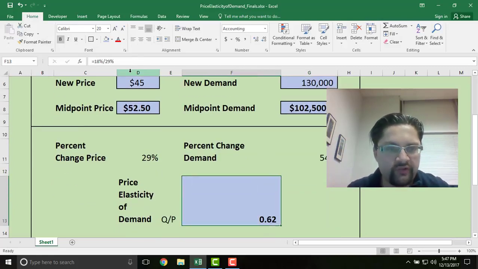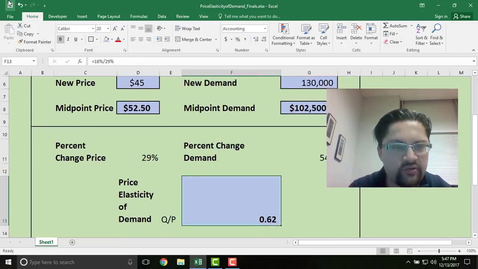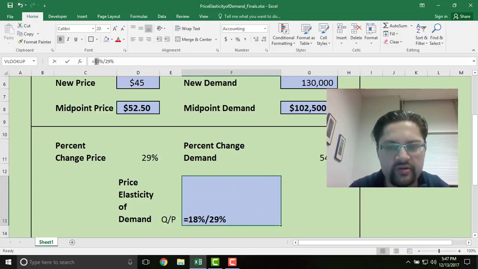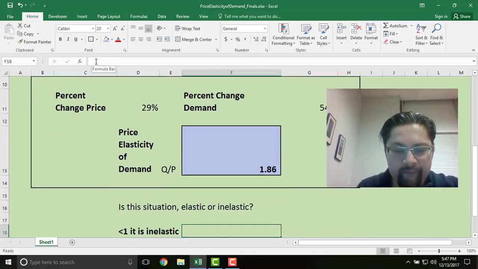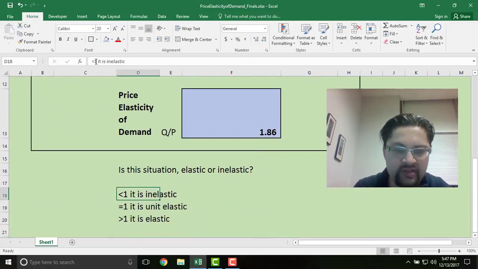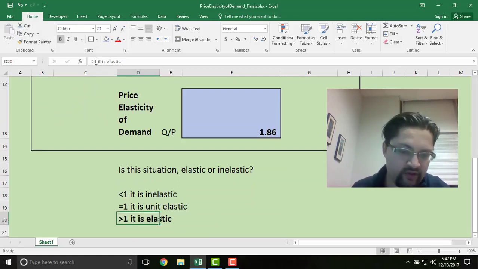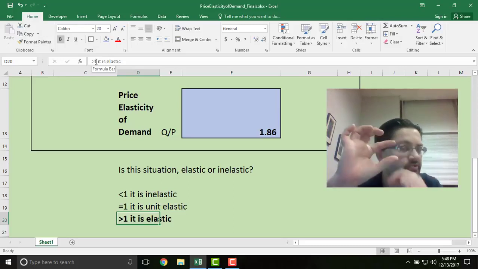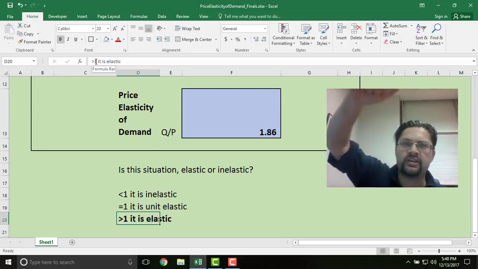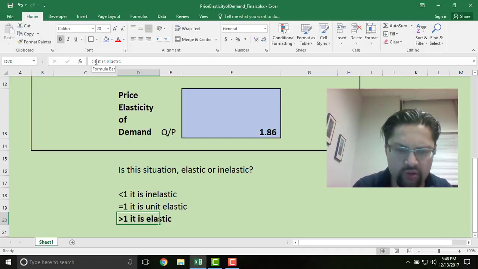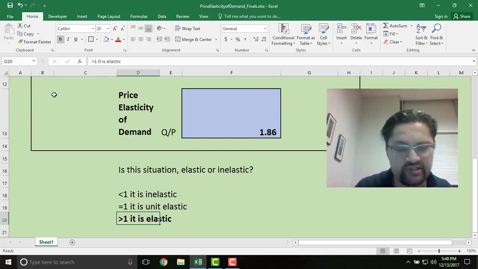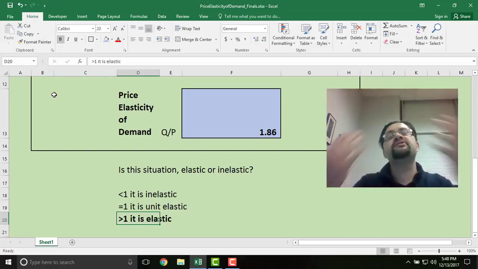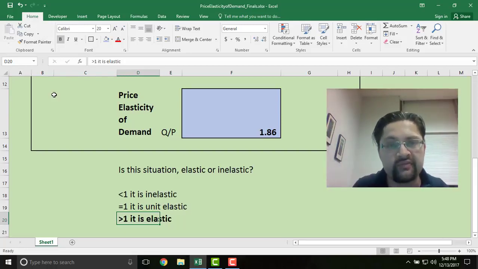Okay? So if we go down here and adjust our formula, still have our 29%, but now we're going to adjust for that 54%. We easily have 1.86. So if we go down here, 1.86, it's not this one, it's not this one, it's this one. We changed our price in this situation by a little bit, but our demand changed by a lot. So those are the examples. That's what you'd be expected to say: not just that it's elastic, but that in this situation, our buyers are very sensitive to price swings.